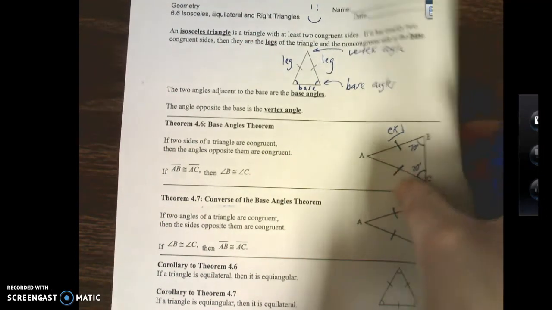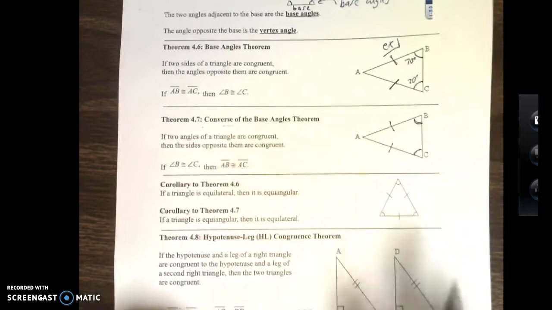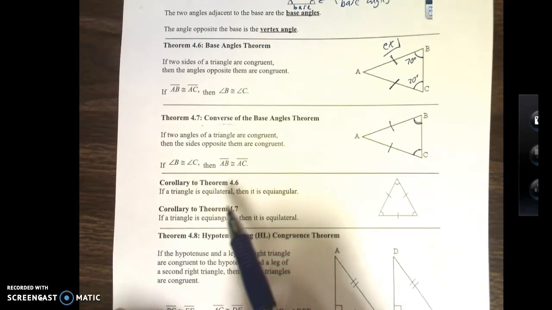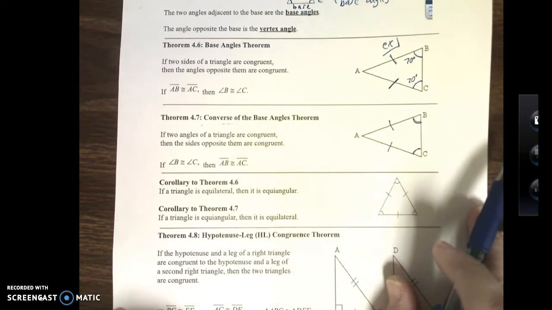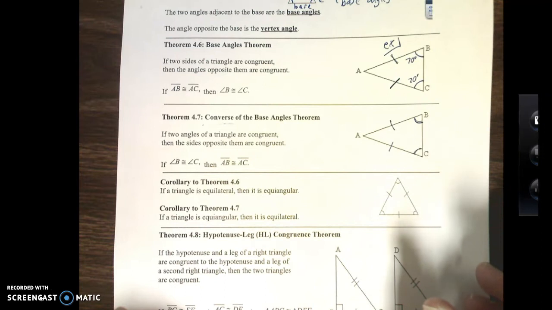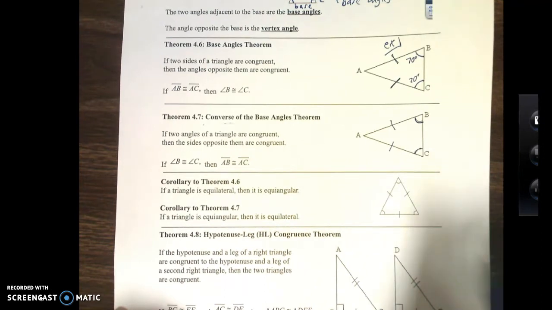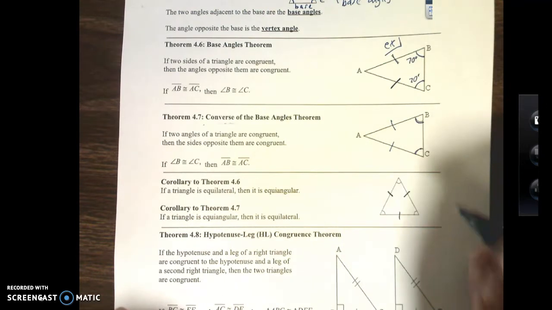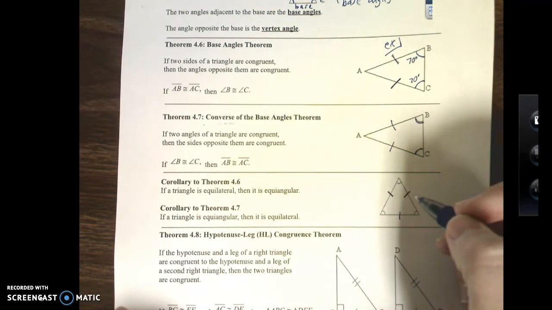We also have a corollary to these two theorems, which is basically like an extension and add-on. And these are really kind of simple here. I think you guys are cool with this. If a triangle is equilateral, then it is equiangular. And if a triangle is equiangular, then it's equilateral. Basically, if all three sides are the same, looks like the flux capacitor right there.